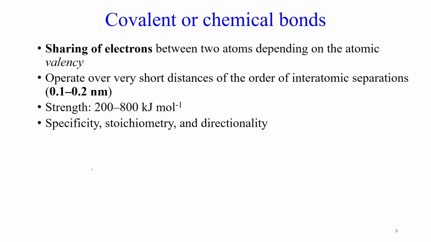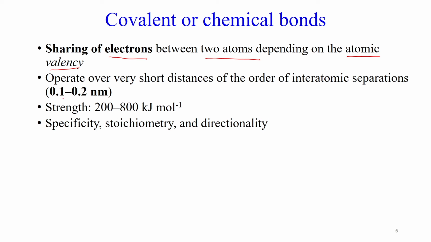So, covalent bond, it is very well known to all of you. This is formed by the sharing of electrons between two atoms, which are present in the valence shell of the atom. Depending on the atomic valency of two atoms, the sharing of electrons takes place and the covalent bond formation occurs.